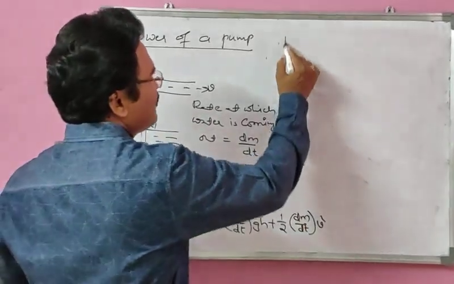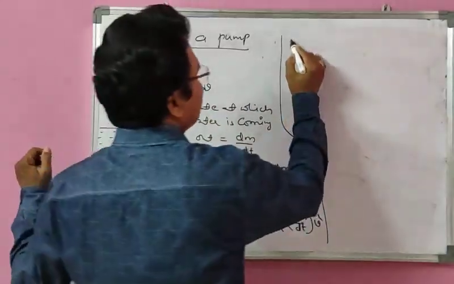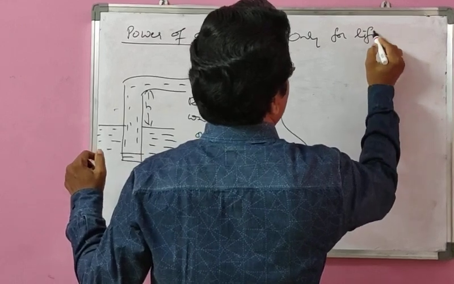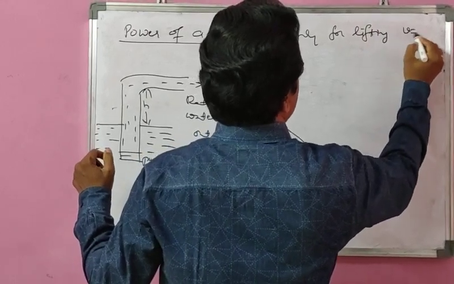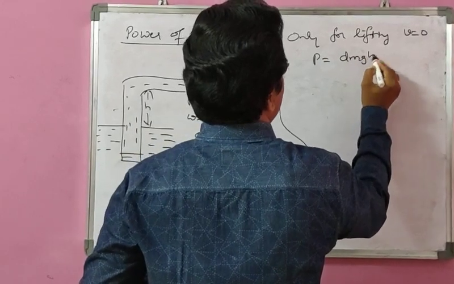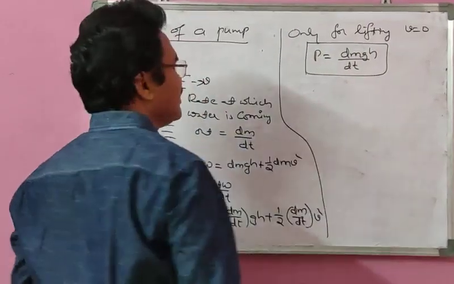Suppose it is just lifting the water, not throwing it. Only for lifting, v becomes 0, then power equals dmgh by dt. This is the power of the pump.